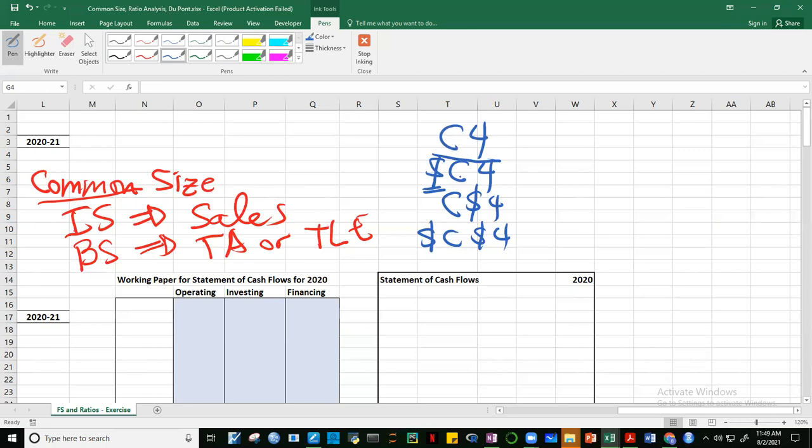Ito naman, may dollar before C, ibig sabihin, naka-fix si column C. Pag kinopy natin itong formula na to, pag dinrag natin, hindi siya aalis kay column C. Kay column C lang siya. Ito naman, hindi siya aalis kay row 4. Tapos ito, hindi siya aalis kay column C, hindi rin siya aalis kay row 4. Ibig sabihin, pag kinopy natin itong formula na to, lagi na siya naka-fix dyan sa cell na yan, sa C4. Okay? So we need to make use of this in order to make sure that we are efficient as far as our formulas are concerned.